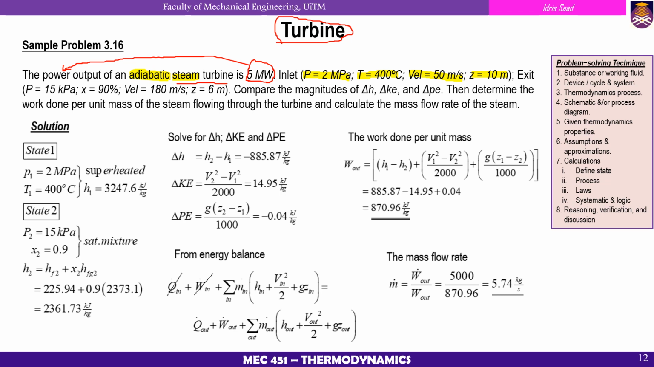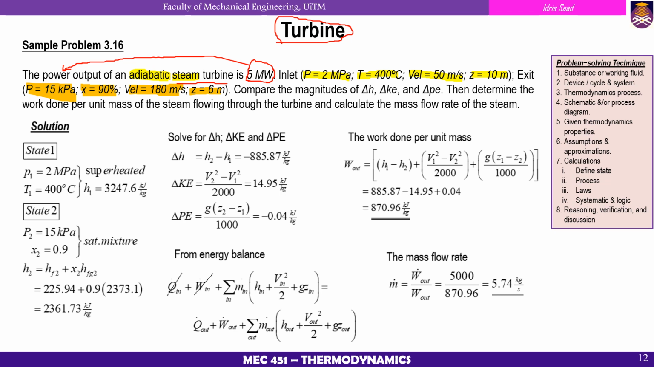At the exit, the question says the pressure is 15 kilopascal and X is equal to 90%. That means at state number 2, the substance exists in the mixture region. Then it says the velocity is 180 meter per second and Z is equal to 6 meter. Z is determined from the same datum, so Z1 and Z2 are determined from the same reference point.